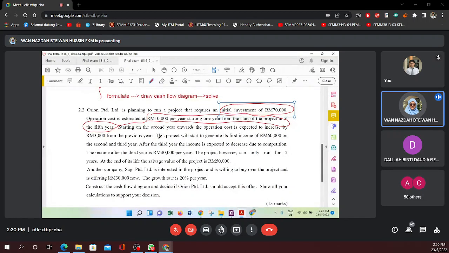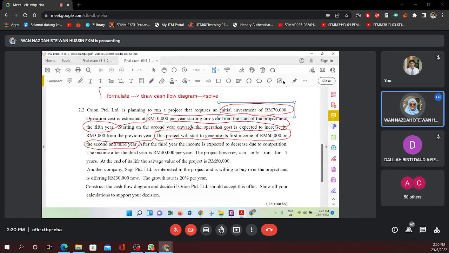Okey, awak buat this one eh. This project will start to generate its first income of 60,000 on the second and third year. So this one is for you, Dalila. So this one is very easy. Kalau dia cakap income, maksud dia the arrow must be pointing upward.